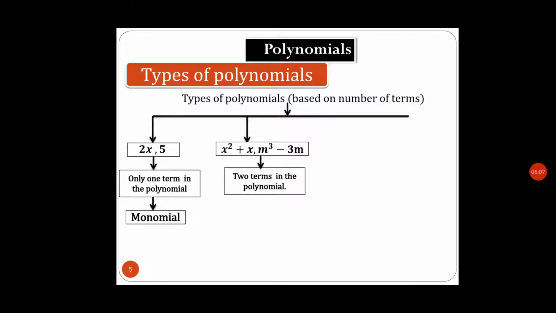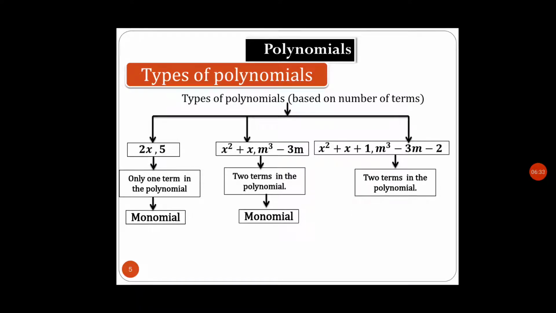A polynomial with two terms is known as a binomial. Sorry, by mistake it is typed as monomial; consider it binomial. This is a typing mistake. Next, x squared plus x plus 1, and m cubed minus 3m minus 2. How many terms do they have? Again a typing mistake here: it is three terms. A polynomial with three terms is known as a trinomial.